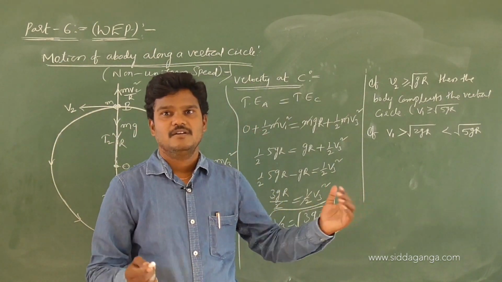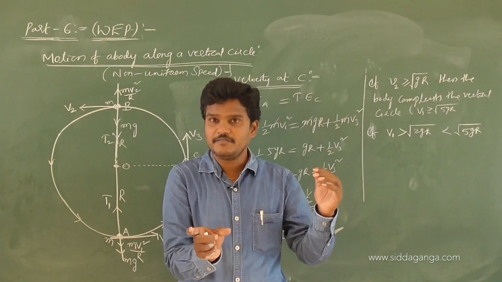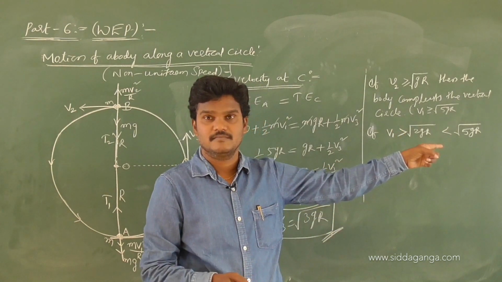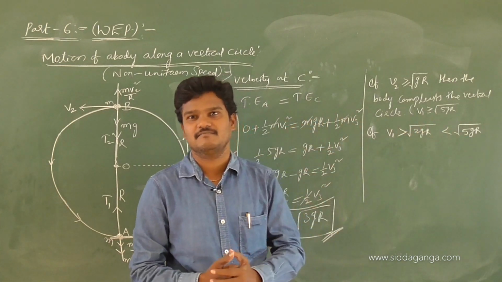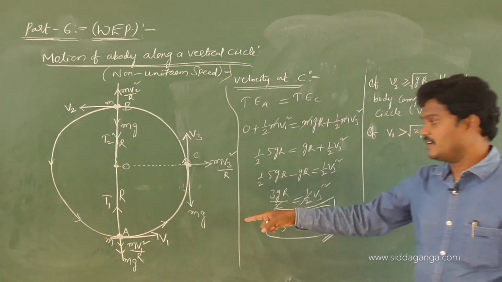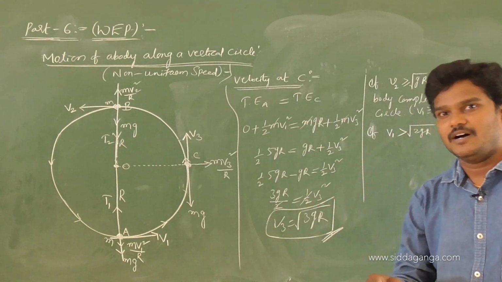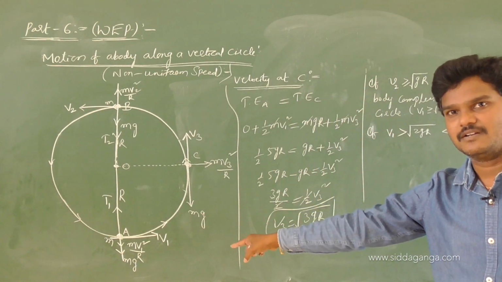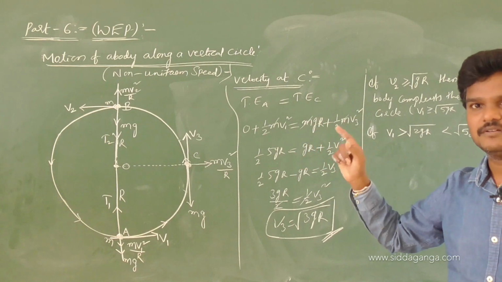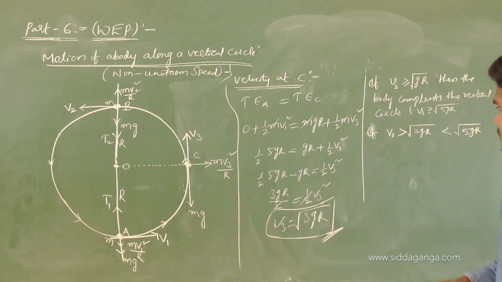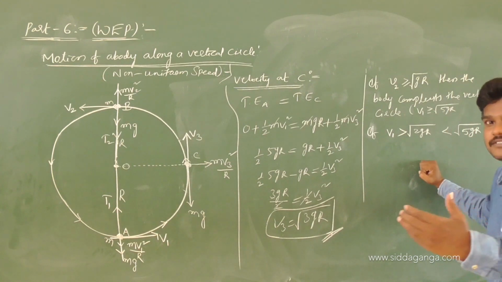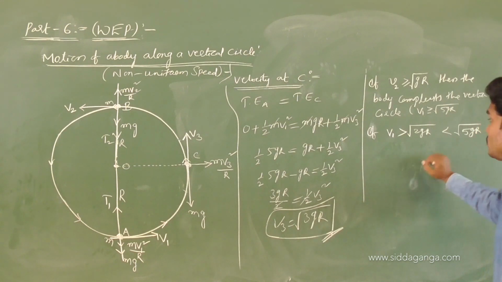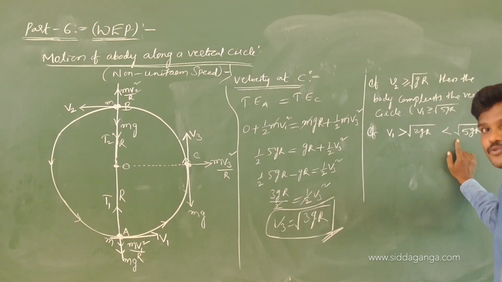Now what I given is, downside is root 5gr, but what I given, v1 which is less than root 5gr, greater than root 2gr. If v1 at the bottom is root 5gr, then the particle completes the looping, completes the vertical circle. But what I given is v1 value greater than root 2gr, less than root 5gr. Less than root 5gr means maximum chance is 4gr, there is a chance.